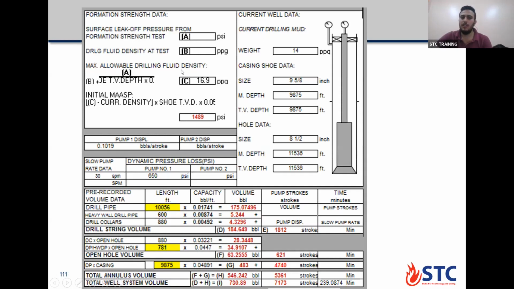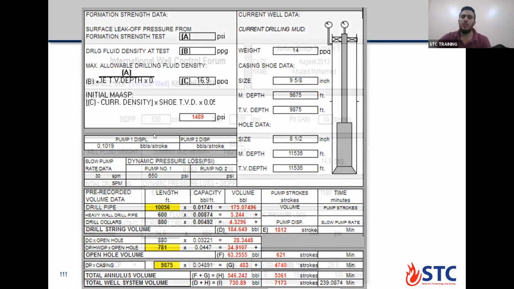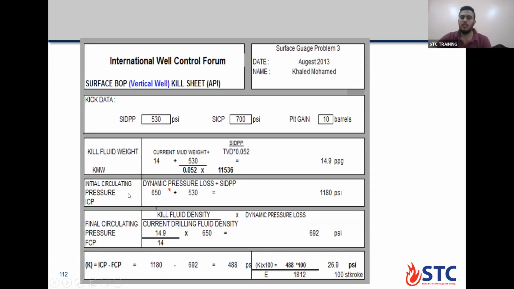First, the maximum allowable drilling fluid density, then we calculate the initial MASP, okay? Then we calculate the volumes: the drill string volume, open hole volume, total annulus volume, and total well system volume. Then for the second page, we are required to calculate kill mud weight, initial circulating pressure, and final circulating pressure. And last thing here, delta P, pressure drop per 100 strokes, for example, okay?